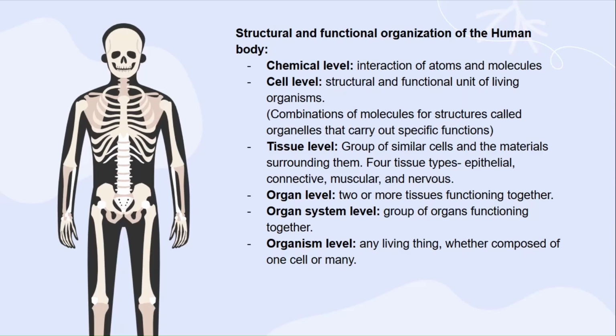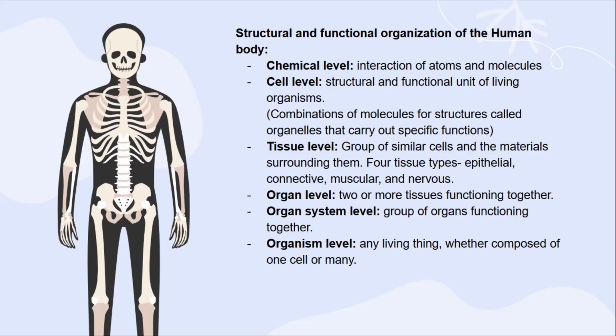Okay, now the structural and functional organization of the human body. Obviously, at the lowest level is the chemical level, and this involves interactions of atoms and molecules. And the interactions of atoms and molecules come together and are really important in the formation of organelles. Now, the next level is the cell level, and the cell is the structural and functional unit of living organisms. And then the next level is the tissue level, and the tissue level involves a group of similar cells and the materials surrounding them.